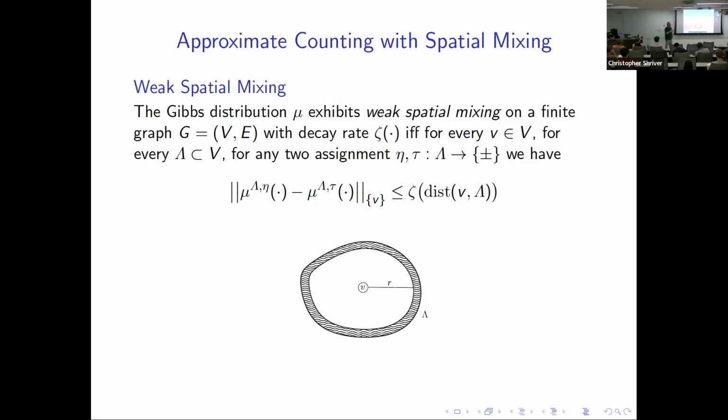In terms of total variation distance. This is half the L1 distance of the distribution of the marginals, right? And we have this weak spatial mixing with decay rate Z if this difference is at most Z of the distance of V from lambda, right? So this is Z of R, because I denote this distance R. So this means that as R gets bigger and bigger, somehow this distance becomes smaller, right? The L1 distance.